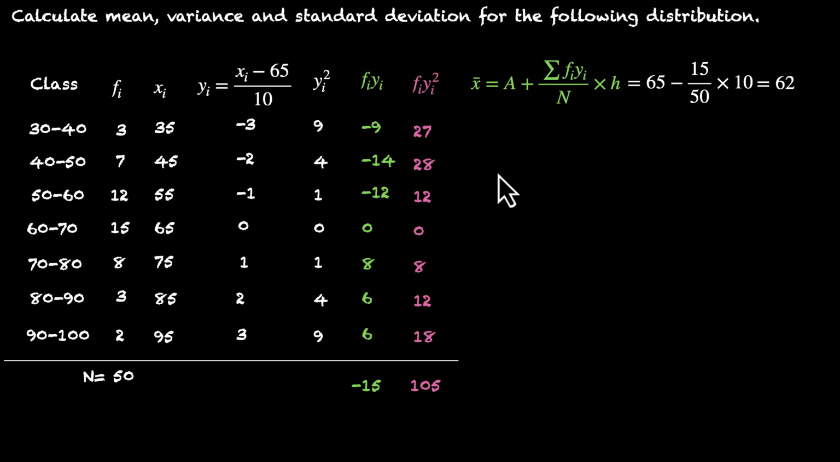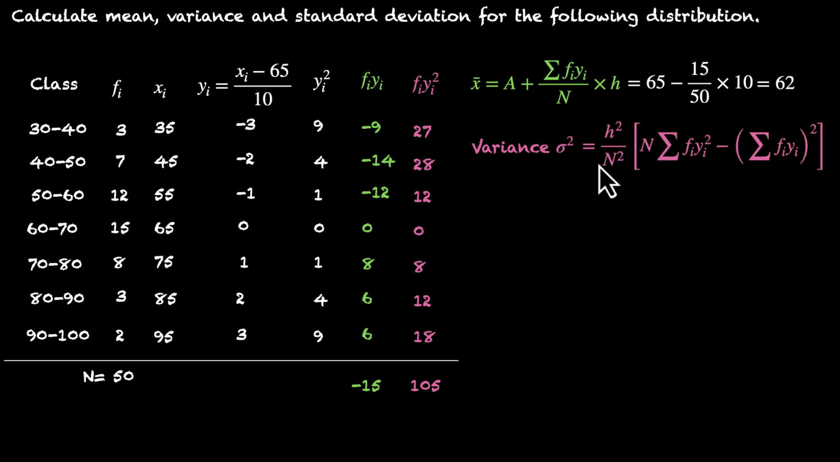And using this method, variance sigma square is equal to h square by n square times n times sigma fi yi squared minus square of sigma fi yi. So let's plug in the values. H is 10, n is 50. Sigma fi yi squared, we just calculated, that's 105. Sigma fi yi, that's minus 15. So let's plug in the values. We have 10 squared by 50 squared times 50 times 105 minus square of minus 15.